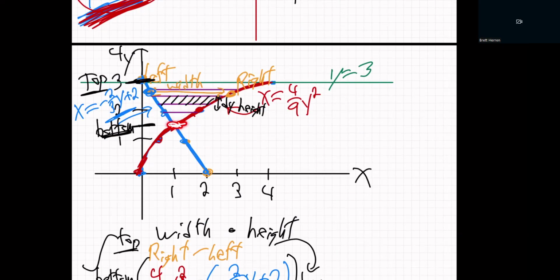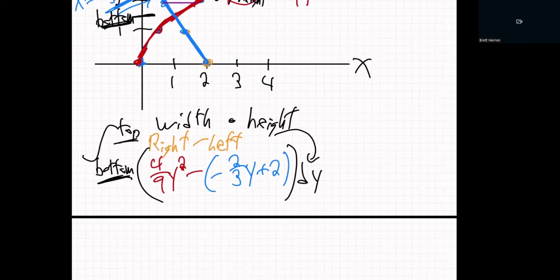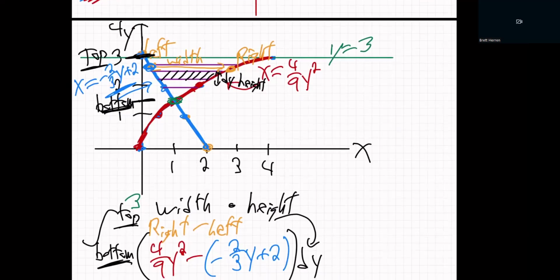This is the bottom of the region wherever they intersect, and this is the top, which is at 3. That part's easy. It goes up to 3. So we know the top is 3. But what's the bottom? Where do they intersect? What's that point of intersection?